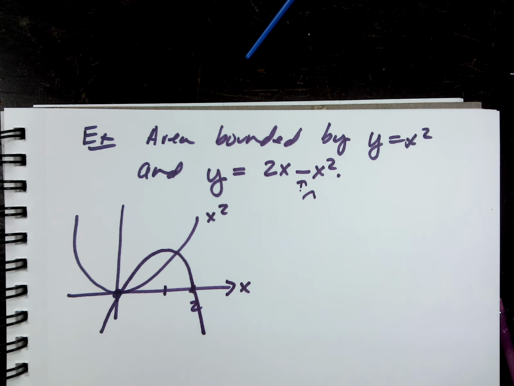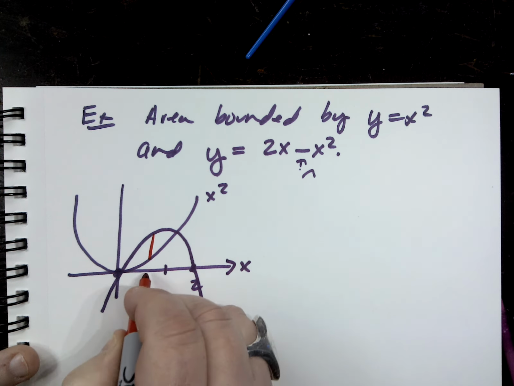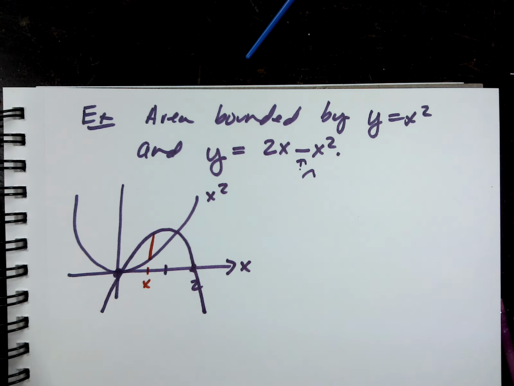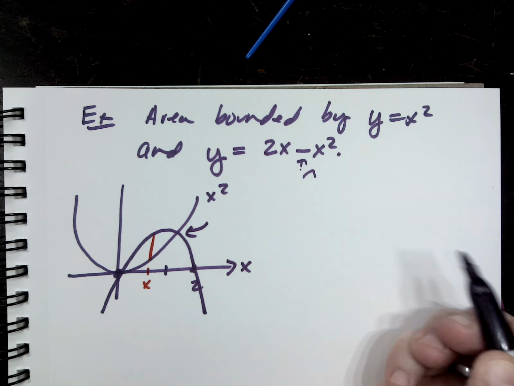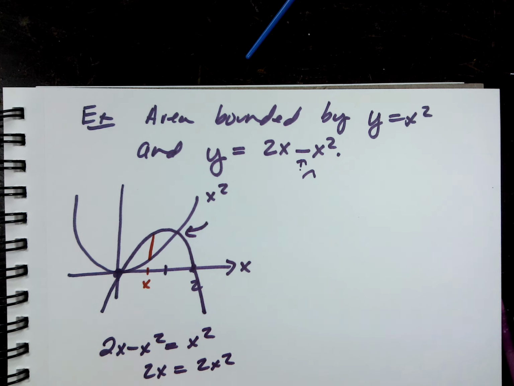I'm not going to use the graph as any kind of indication of where I'm really supposed to be, because my graph probably isn't accurate. So what I'm going to do is I'll do my little generic slice here, and I'll call this x. I need to figure out where this other point of intersection is. So I'm going to set them equal to each other. 2x minus x squared equals x squared. 2x equals 2x squared. We know x could equal 0, or, and then I can divide by x, I get 2 equals 2x, or x equals 1.